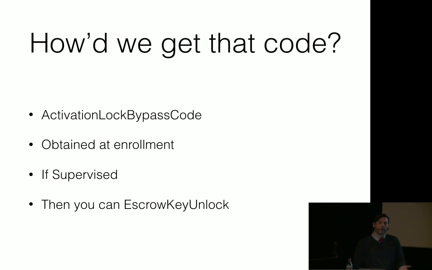And how do we get that code? The reason I wanted to use activation lock bypass in this one is because at enrollment of a supervised device, you get the activation lock bypass code as a variable that you get back in your JSON. So it's obtained at enrollment, and only if it's a supervised device. You can supervise a device, for example, in Apple Configurator if it's not a DEP device, and then you can enroll it, and we'll get that code. It only issues that code at supervision.